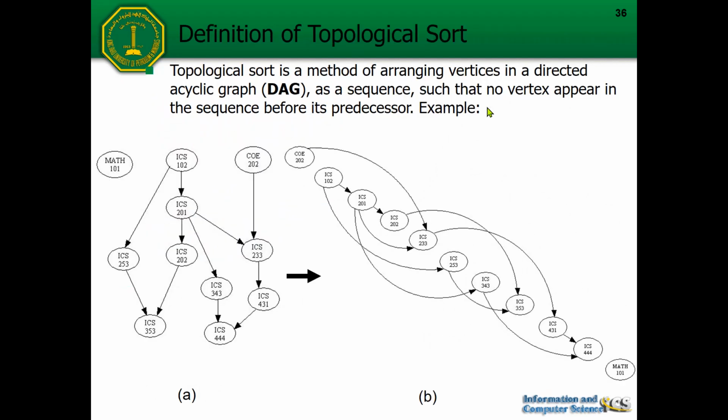So the topological sort is a method of arranging vertices in a DAG, directed acyclic graph, as a sequence such that no vertex appears in the sequence before its predecessor. The key point when we want to apply the topological sort is that the graph must be a DAG, directed acyclic graph. We have learned that a directed graph is a graph whose edges must have direction. The acyclic graph is the graph that does not have any cycle.